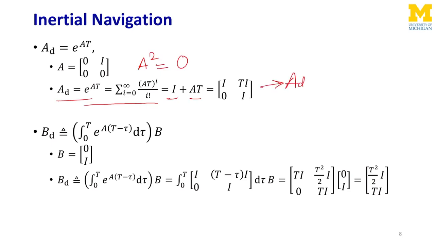So that's a very simple expression for AD, depends on the sample time. Similarly, we can calculate the BD matrix. BD is given by this expression. B is simply 0 and I. So since I know what e to the AT is, I'm going to substitute that expression into this, and I'm going to get this guy. And when I integrate all components of this matrix, I'm going to end up with this. So AD and BD are very simple. They're just constant matrices which depend on the sample time. So once you have selected the sample time, you know what AD and BD are.